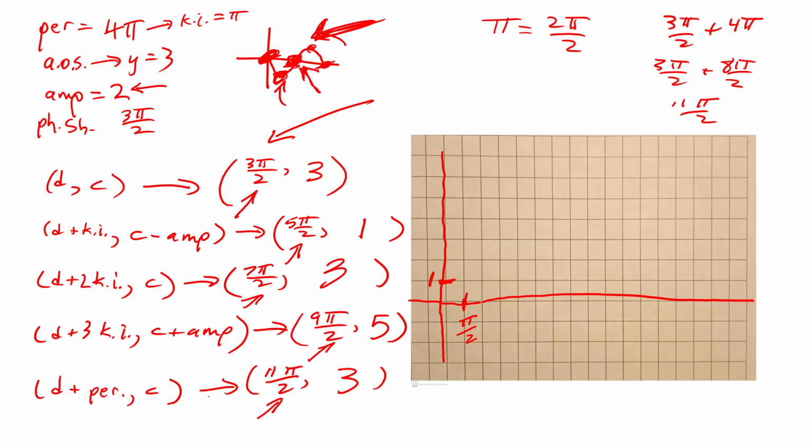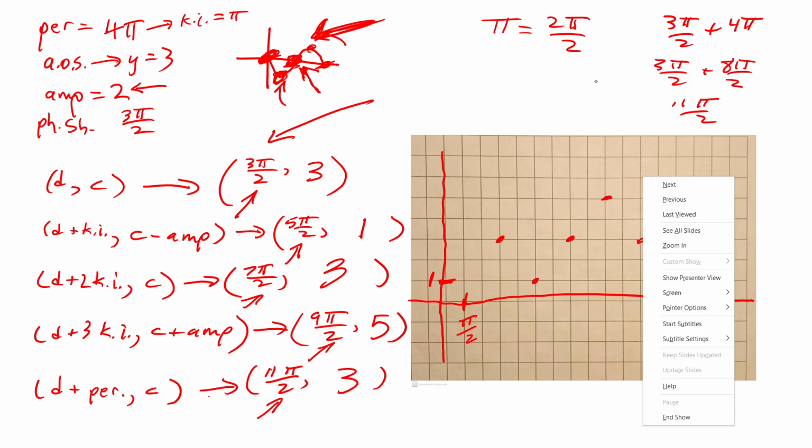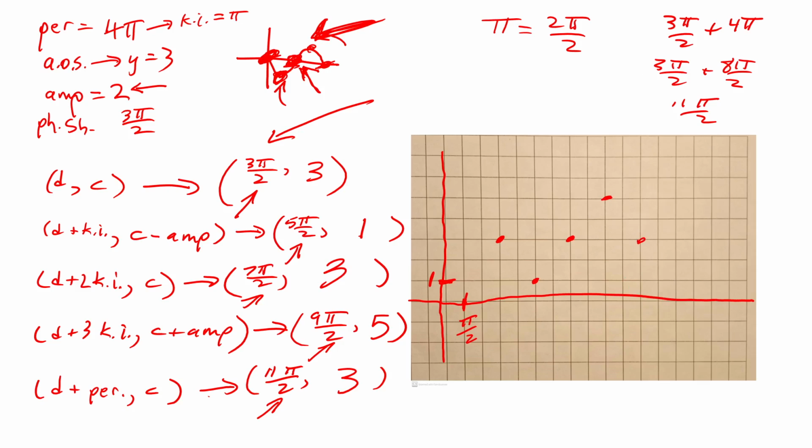So if I want to go to the point 3 pi over 2 comma 3, I end up right here. Then if I want to go to 5 pi over 2 comma 1, I end up right here. 7 pi over 2 comma 3 is right here. 9 pi over 2 comma 5 is up here. And finally 11 pi over 2 comma 3 is back here. And now what I do is my best attempt at graphing a sinusoidal curve that goes through each of those points. They're not straight and rigid.